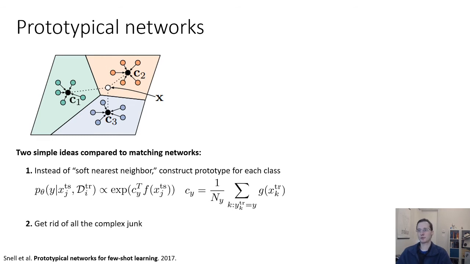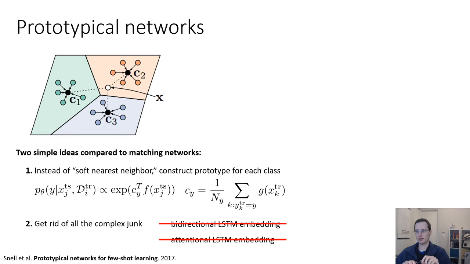And then the second modification in prototypical networks is to get rid of all the complicated junk. So there are no longer these bidirectional LSTMs or attention. G and F only depend on x test and x train respectively, so they're no longer conditional on the entire training set, which makes this quite a bit simpler. So f of x test is a convnet, g of x train is a convnet, and that's it. So this approach is actually simpler in many ways.